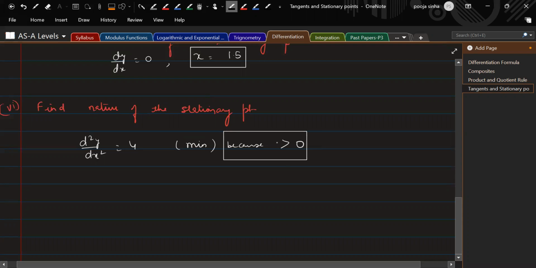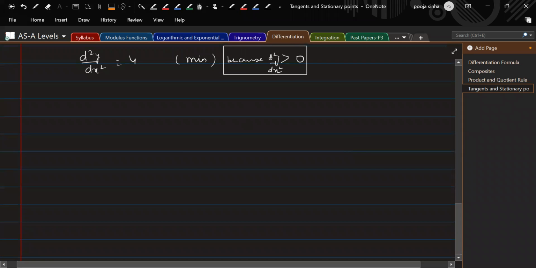Correct? Yeah. d²y/dx² is greater than 0. So what if we had double differentiation and we got an x value in it? Then we would have to put the x value in and find, right? Correct. Then you put a value which is the critical point, take a slightly smaller and a slightly bigger value, and check.